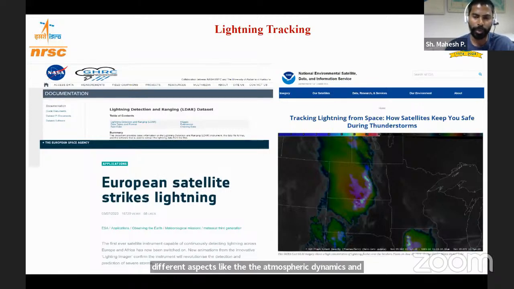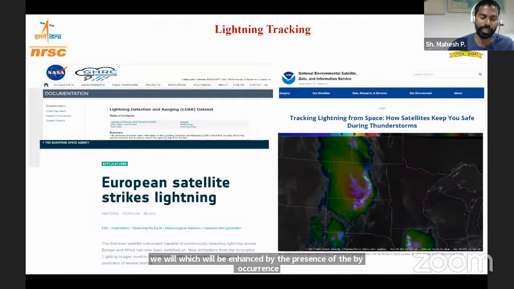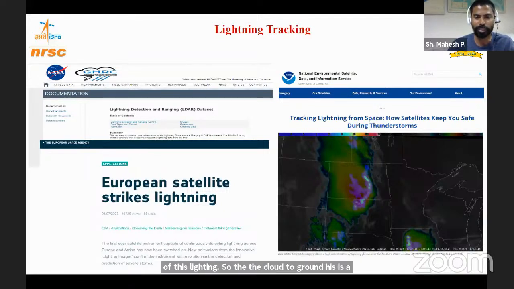Also, sometimes lightning induces an enhancement of pollutants in the upper atmosphere, like NO2, which is enhanced by the occurrence of this lightning. So cloud to ground is a disastrous thing which has an impact on human health, I mean the lives of humans, and also on many resources on the ground.